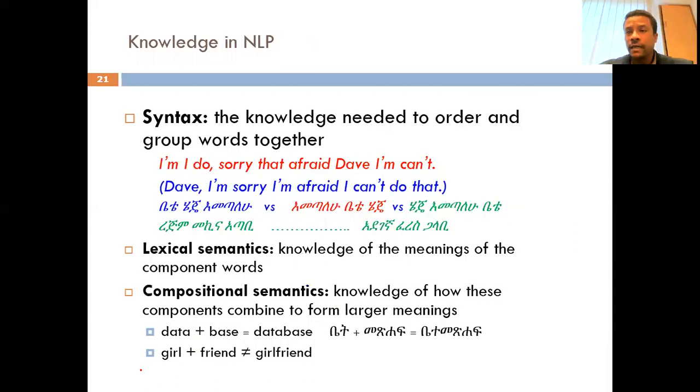The other one is syntax. Mind you, this is the fourth one. We have talked about phonetics, we have talked about phonology, and we have talked about morphology. Mind you, each of them would be discussed in a separate chapter later on. But this is just to give you an overview understanding of what language and NLP are concerned about. So syntax is the knowledge needed to order and to group words together. It's not only concerned about the order, but also the grouping.